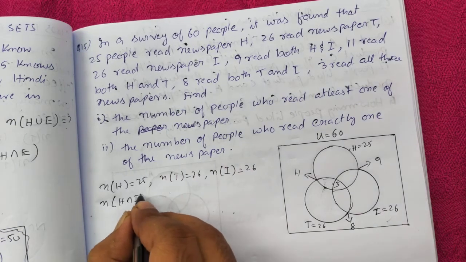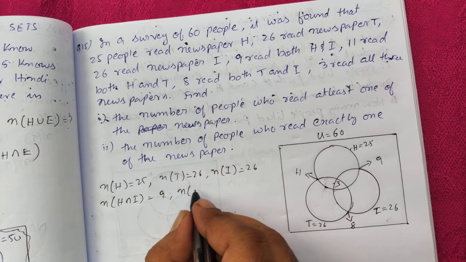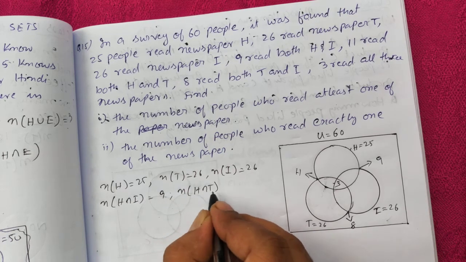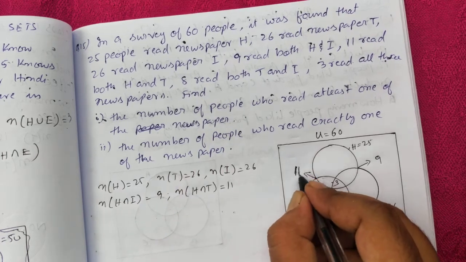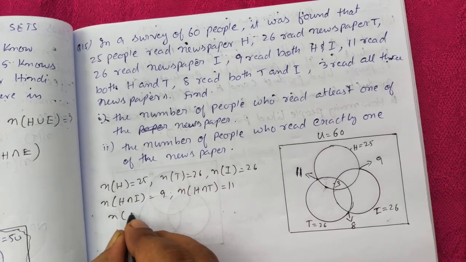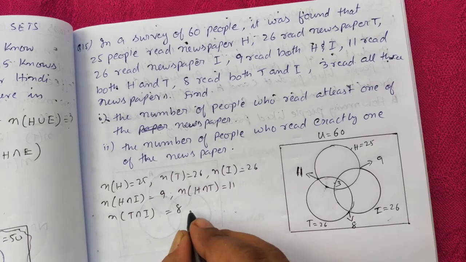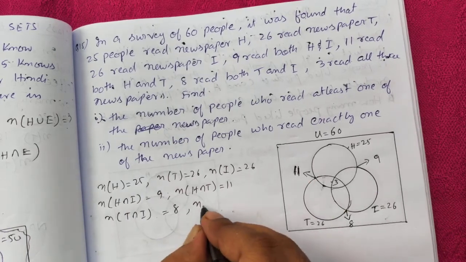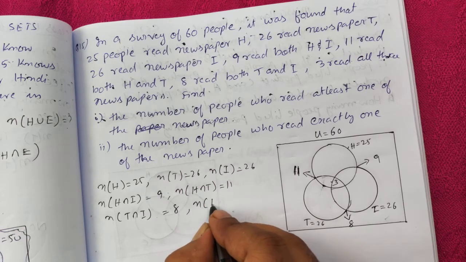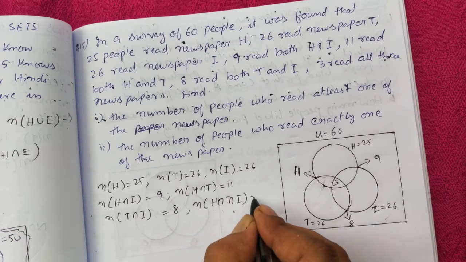H intersection I is 9. And H intersection T is 11. This is 11, okay? And T intersection I is 8. And all three common, H intersection T intersection I, is 3.